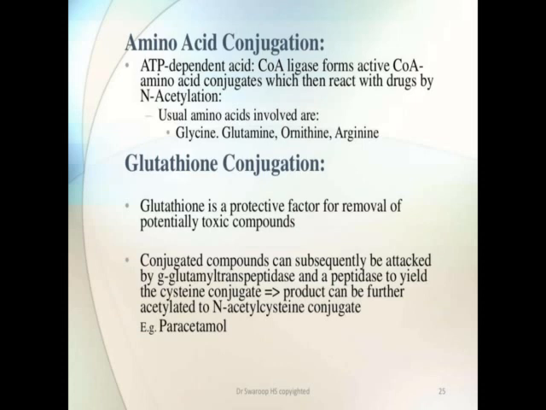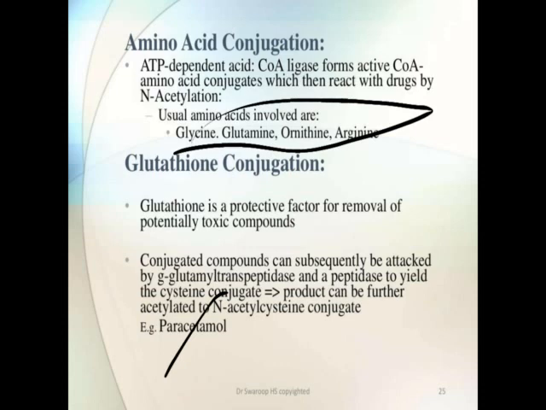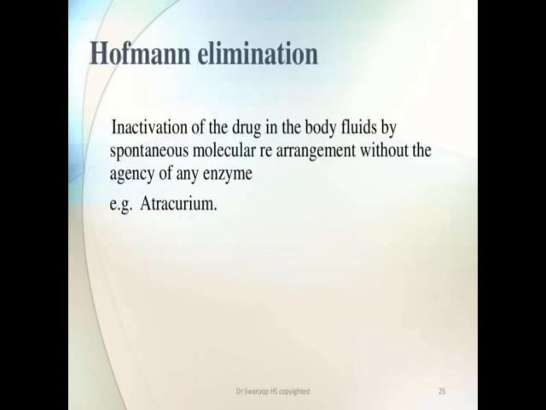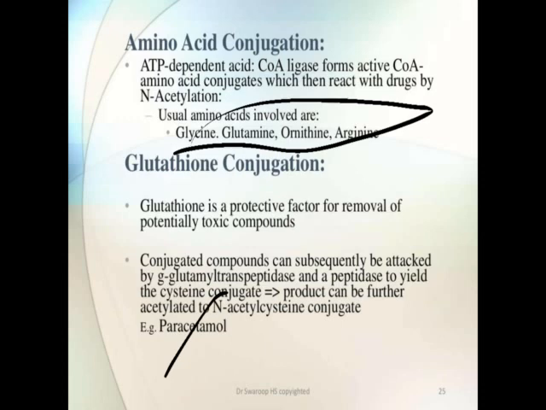Then amino acid conjugations, then glutathione conjugation. So paracetamol undergoes glutathione conjugation, and amino acids like these cause amino acid conjugations. Okay, so this is some brief information regarding phase 1 and phase 2 metabolism.